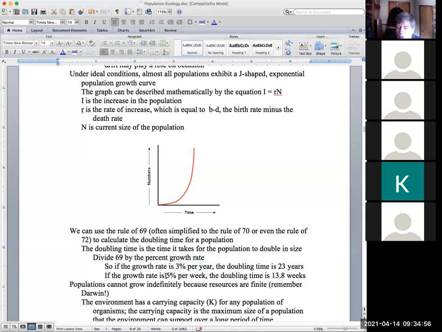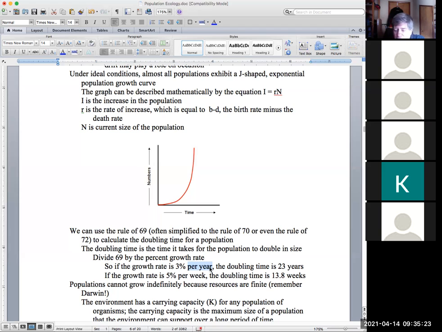If we have a growth rate of 5%, we can take 69 and divide by 5, and we get 13.8 weeks. Now notice, in this case, the growth rate is 5% per week. So the units of time that we have depend on the units of time that are in our measurement of the growth rate. Now, why do we want different measurements of time?